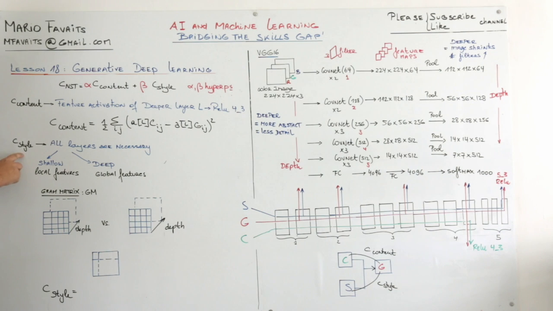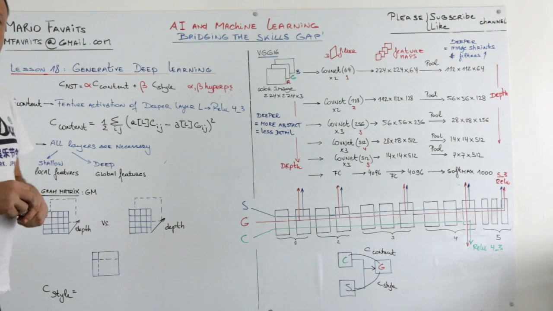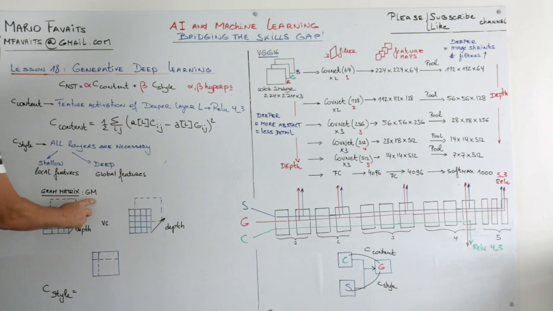Now for the style cost, things are a bit more complicated, because we want to use all layers. We want to tap from the features of all layers. And you could think, well, the deeper layers are more abstract, so they probably don't add much value, but they do. We also have to consider the deep layers, and this will result in smoother transitions, in better images. Now, in order to calculate the style cost, I need to introduce a new concept that we call the gram matrix, and we'll abbreviate it by GM.